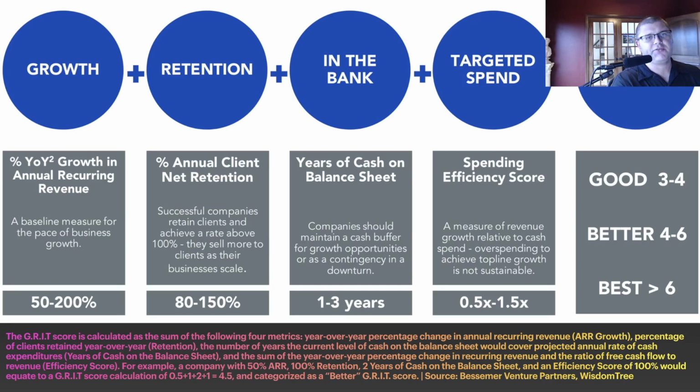So really, if you think of grit, GRI is what I've been using. I use a combination of the Rule of 40 and essentially the 3 components of GRI. This T on here for the targeted spend, this spending efficiency score is very valuable, and it's something that I'm now incorporating when I do further research.